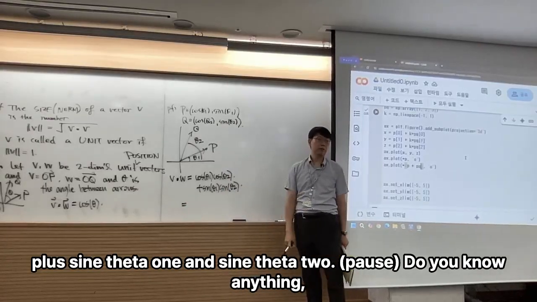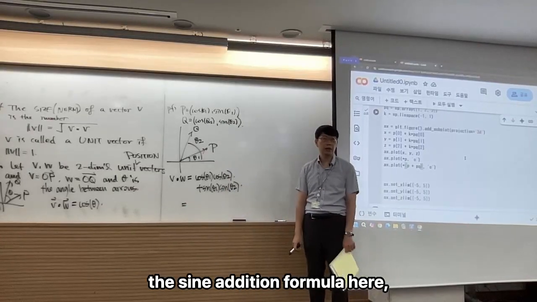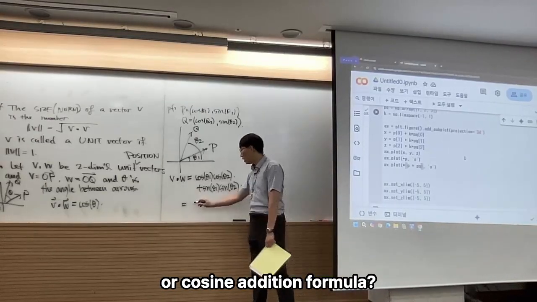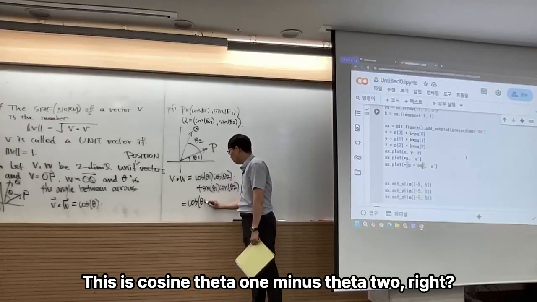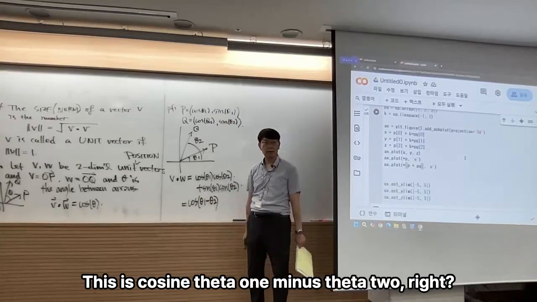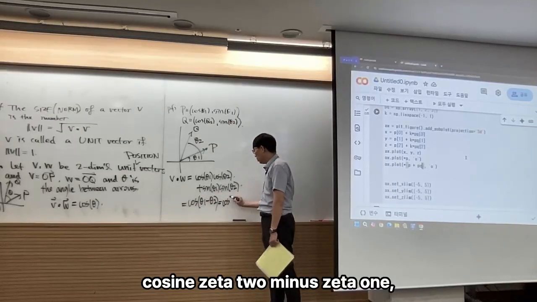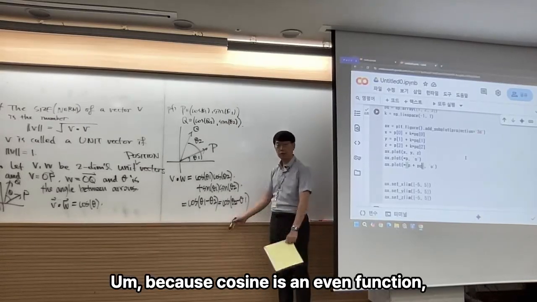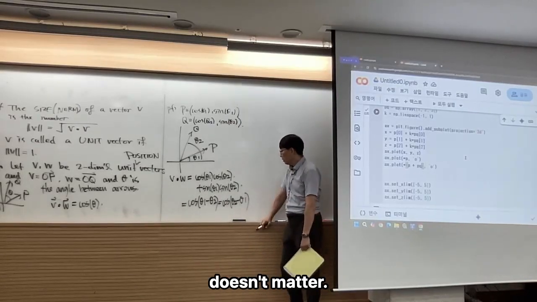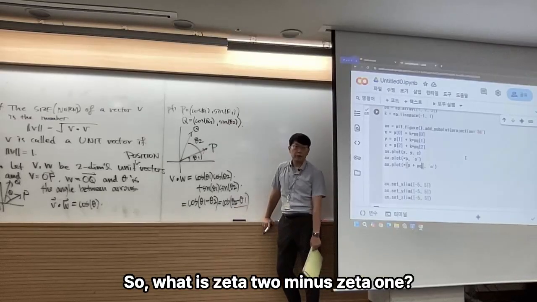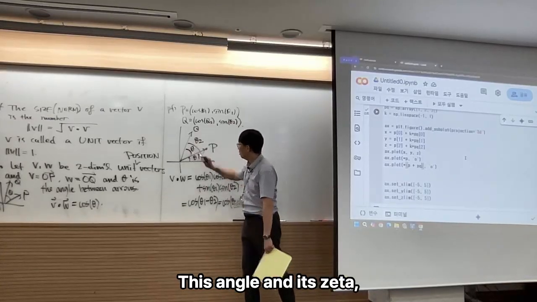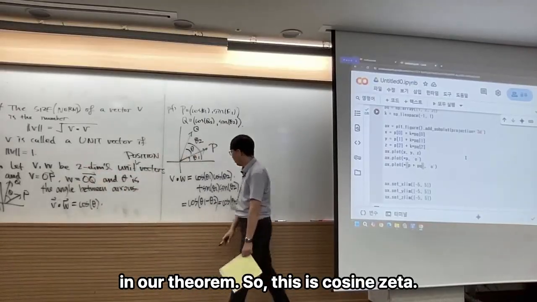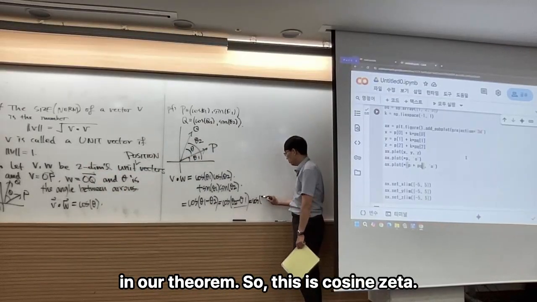Do you remember anything about the sine addition formula here, or the cosine addition formula? This is cosine of theta 1 minus theta 2, right? And you can also write it as cosine of theta 2 minus theta 1 if you want, because cosine is an even function, it doesn't matter. So what is theta 2 minus theta 1? This angle, and it's theta. It's the definition of theta in our theorem. So this is cosine theta.